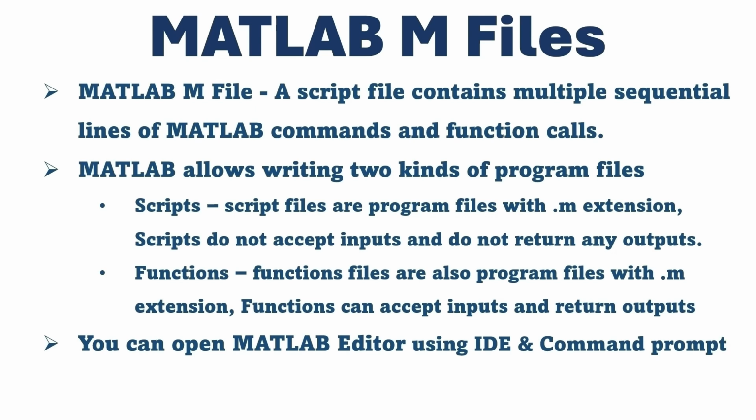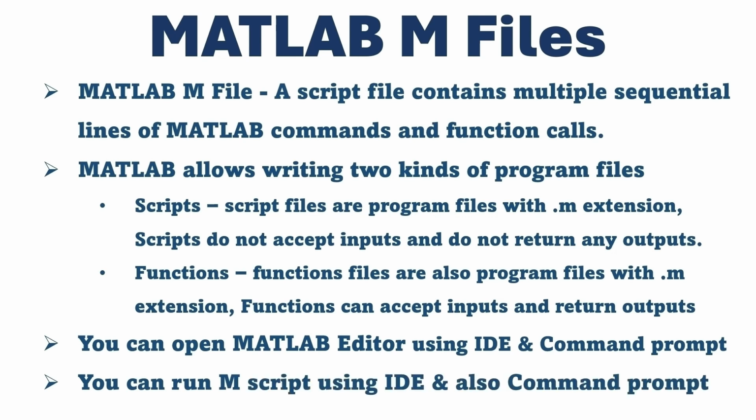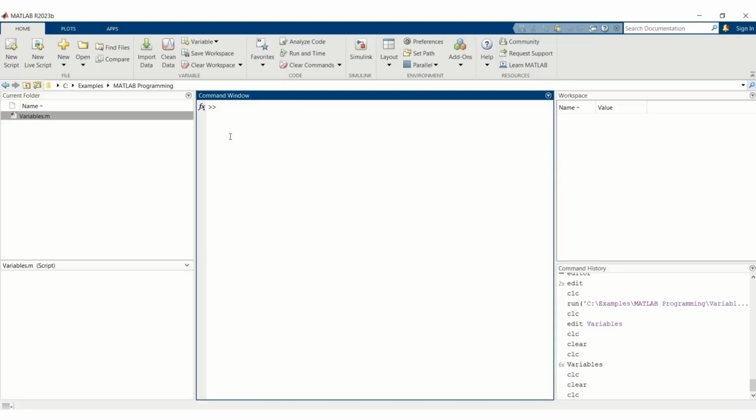You can use the MATLAB editor or any other text editor to create your own M file. A MATLAB M script file contains multiple sequential lines of MATLAB commands and function calls. To create a script file, you need to use a MATLAB editor. You can open the MATLAB editor in two ways: either you can use the MATLAB command prompt or you can use the IDE. The same goes for running your M script. Now let's open the MATLAB editor, create a program and run it.